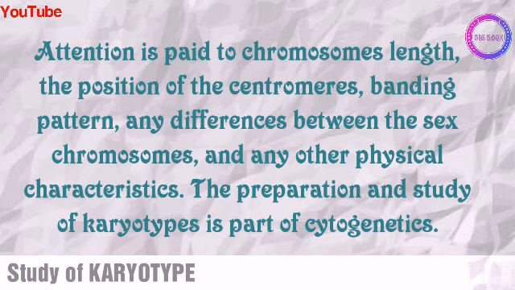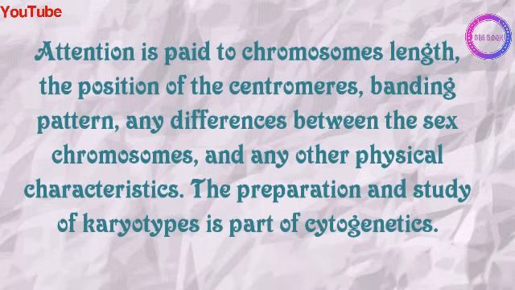Banding pattern, if we consider different kinds of banding techniques, and any differences between the sex chromosomes. Usually there are differences between the sex chromosomes depending upon the sex of the individual within the species, and any other physical characteristics, such as differences in the size of the two arms, the P arm and the Q arm, the presence of secondary constrictions, and the presence of satellite bodies. The preparation and study of karyotype is part of cytogenetics. This is the well-known statement.